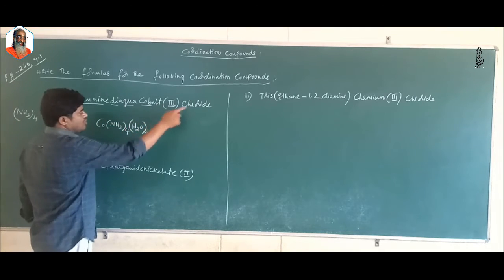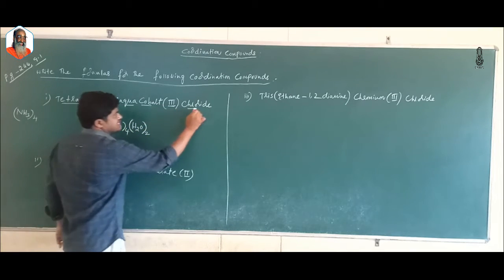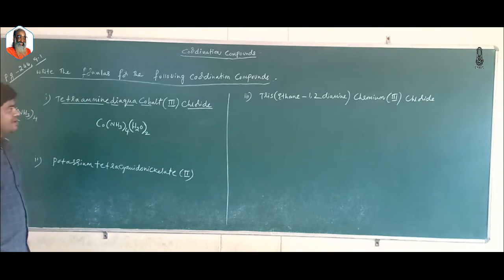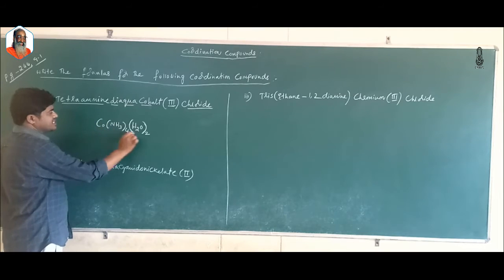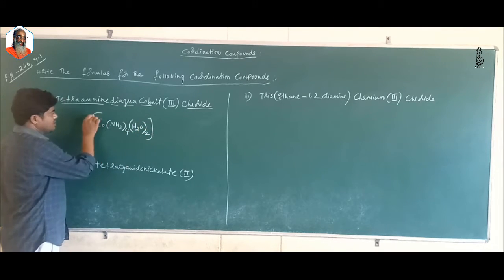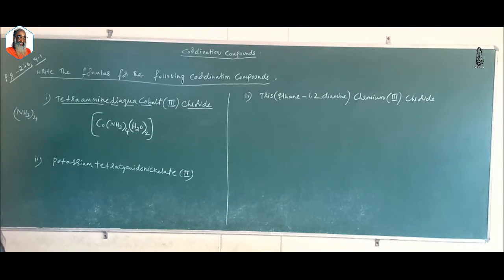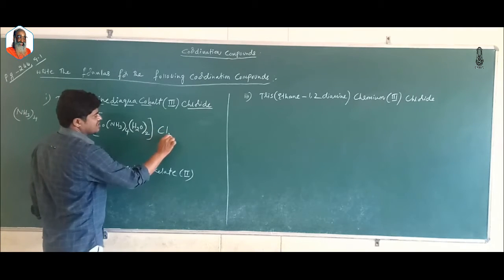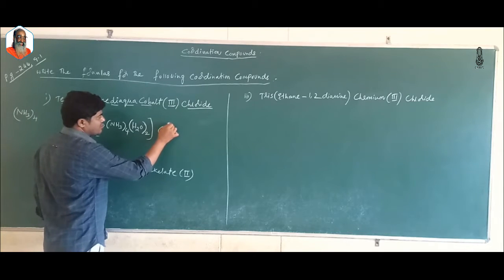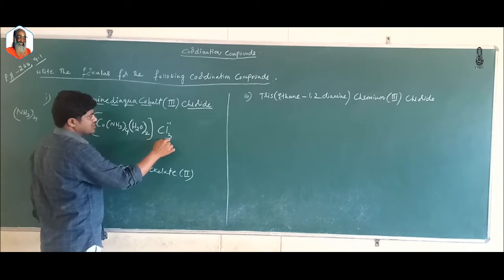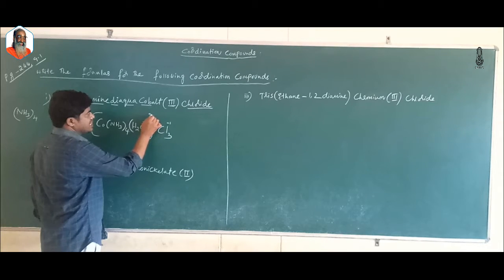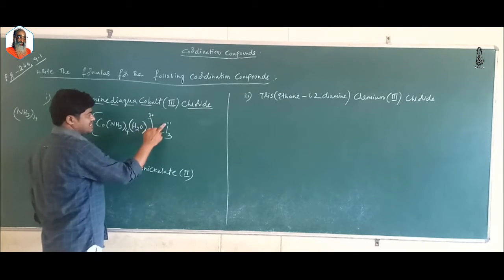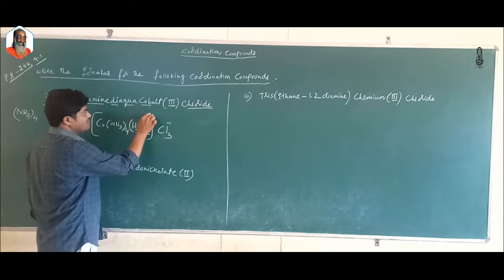Cobalt(III) chloride. Definitely this chloride is an anion that is present outside the coordination sphere. Whether the coordination entity is charged or not, enclose it in square brackets. Cl3. Each chloride ion carries a charge of -1, so to balance the charge on the anions, we should keep a charge of 3+ on the complex cation.